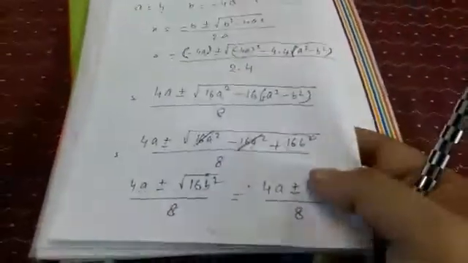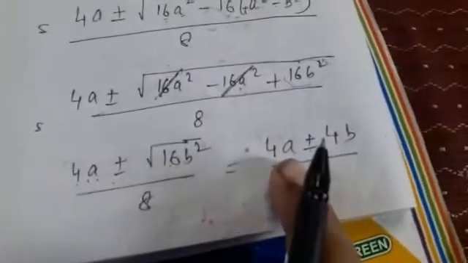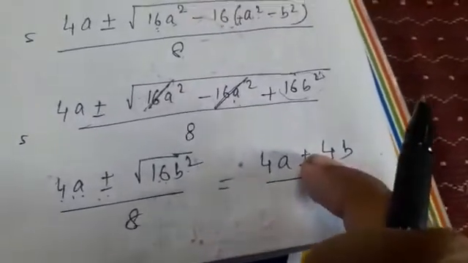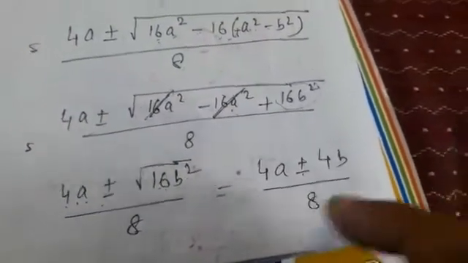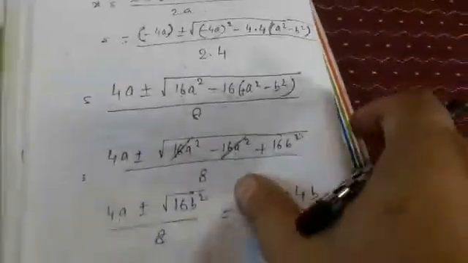Now split it. So your required roots are, one is 4a plus 4b by 8. Getting now? Your one root will be 4a, taking the plus sign, plus 4b by 8, and the other will be 4a minus 4b by 8. These are your two roots.